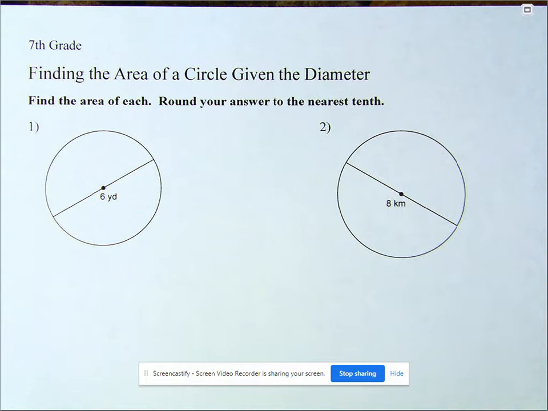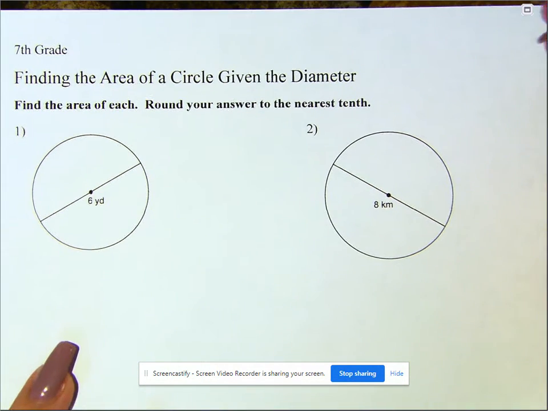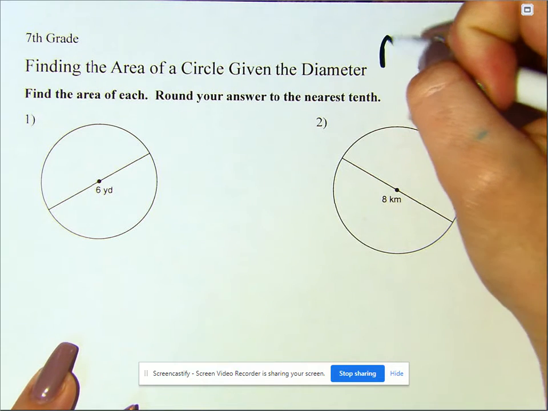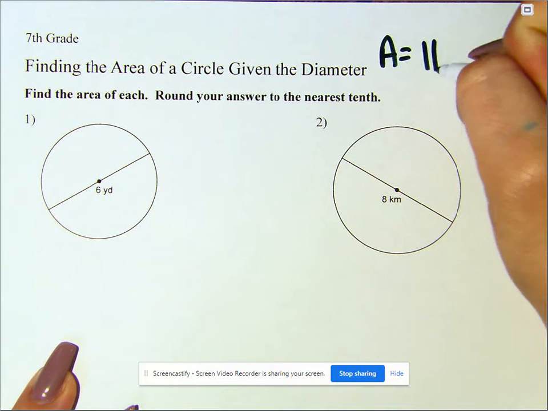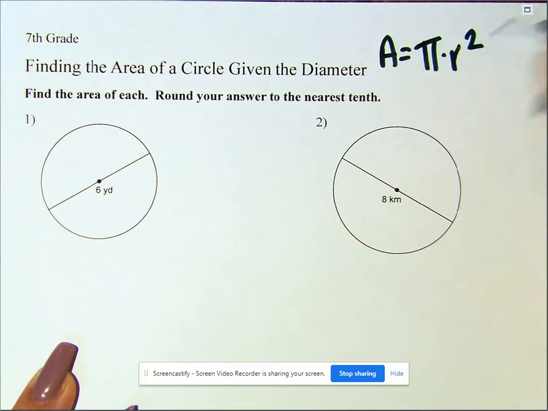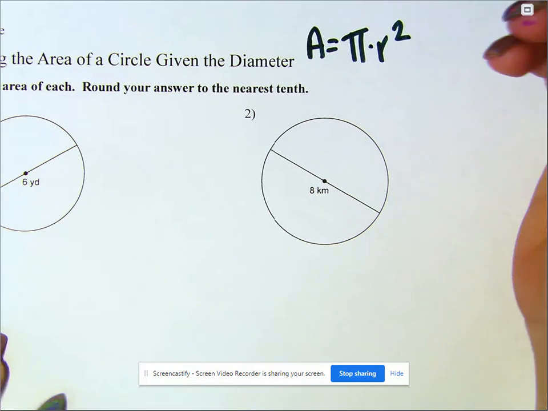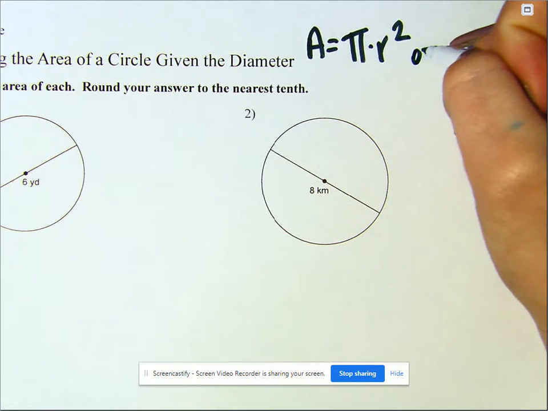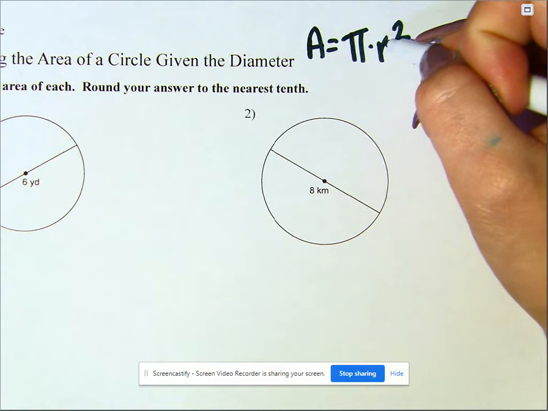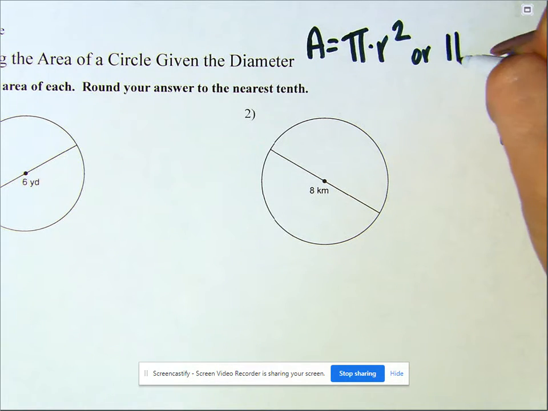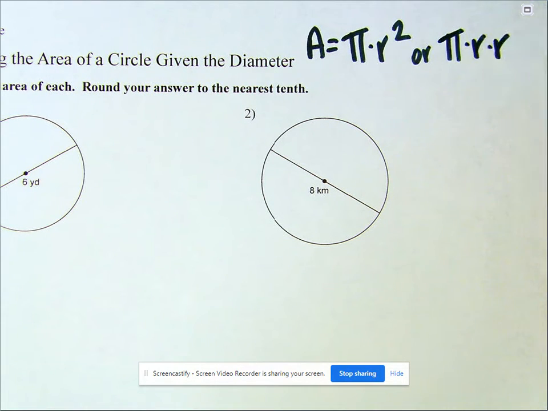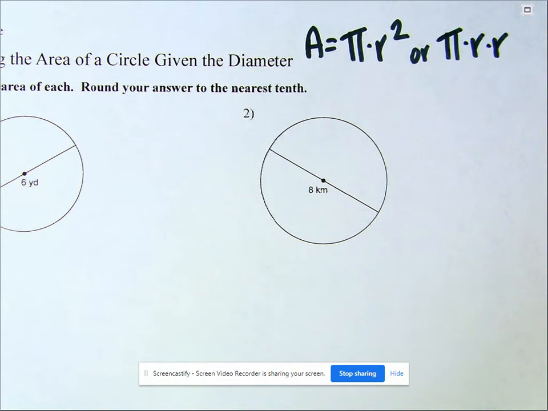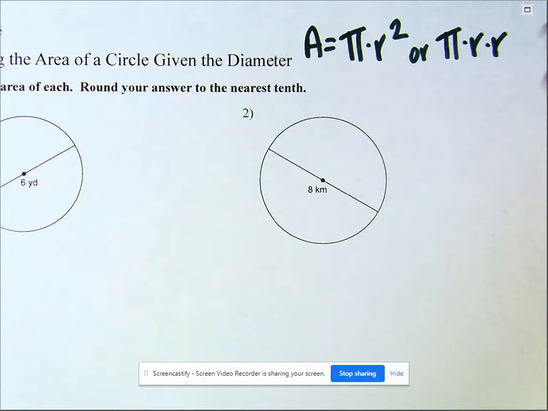So let's go ahead and recall our area formula for a circle that we discovered in the previous video, which is area is equal to pi times radius squared. Anything squared, you're multiplying by itself, so pi times r times r. And also in 7th grade, we know that we're using 3.14 for pi.